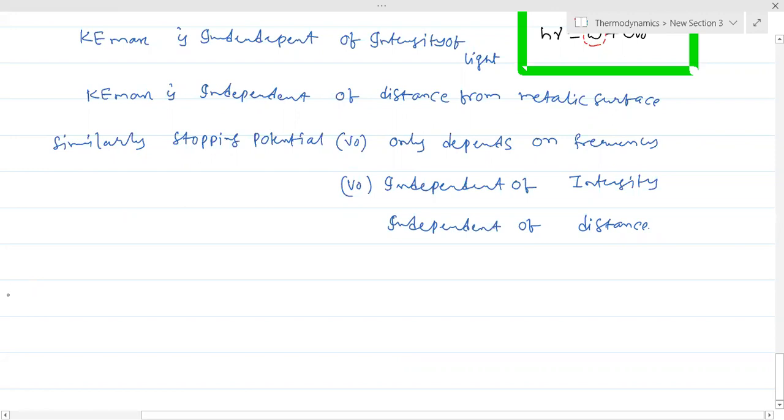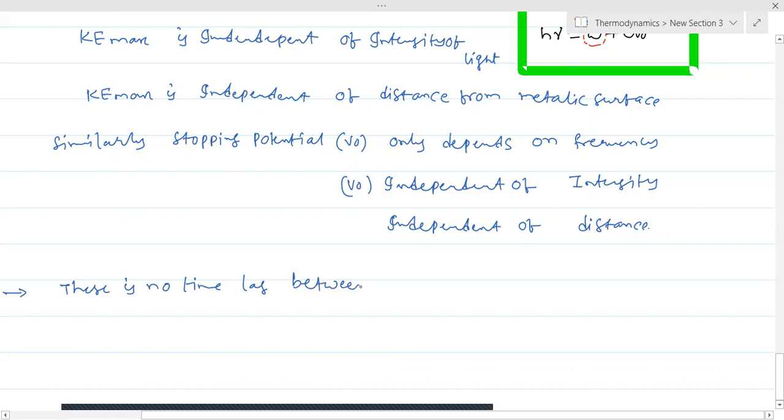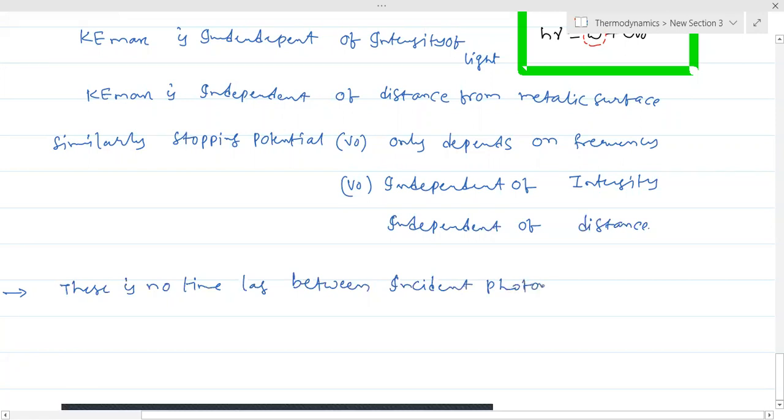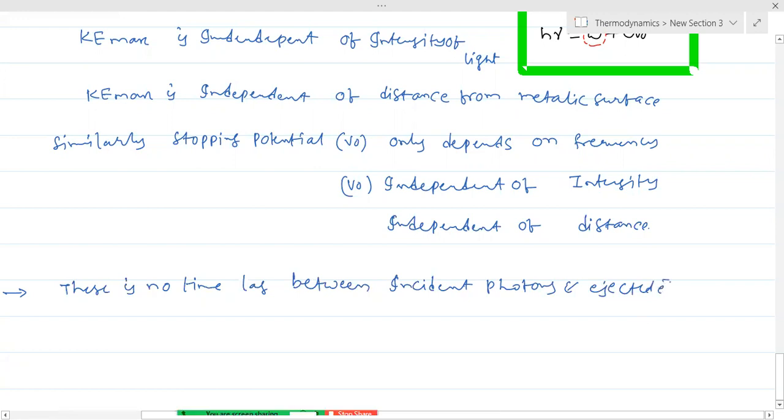And also the most important thing is there is no time lag between incident photons and ejected electrons. There is no time lag between incident photons and ejected electrons.